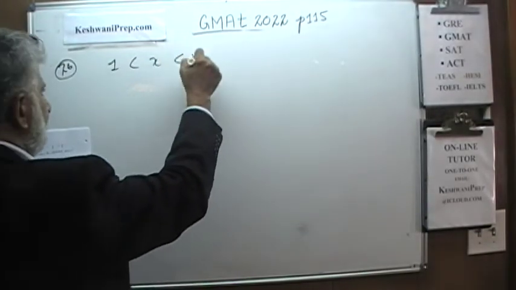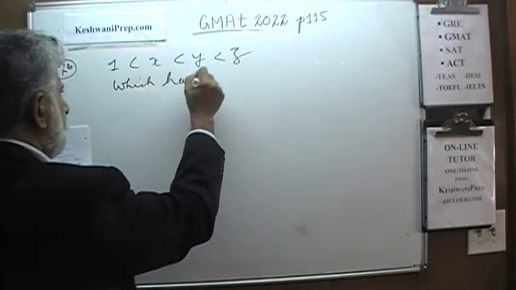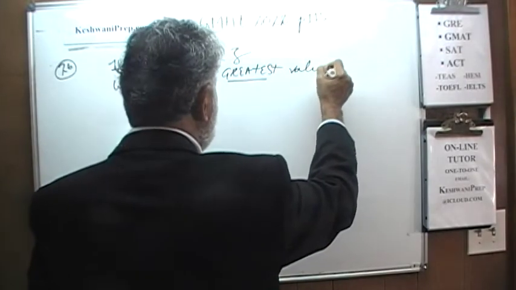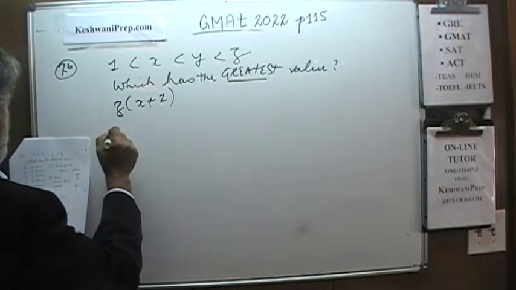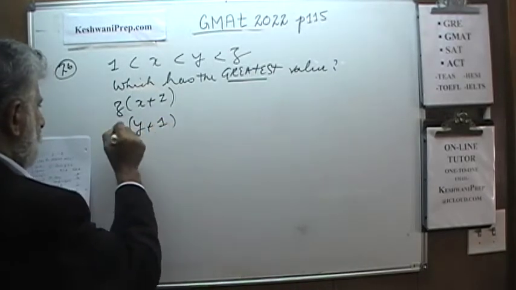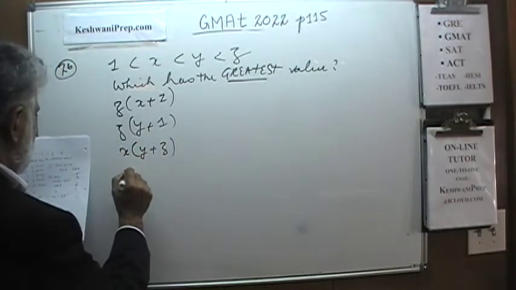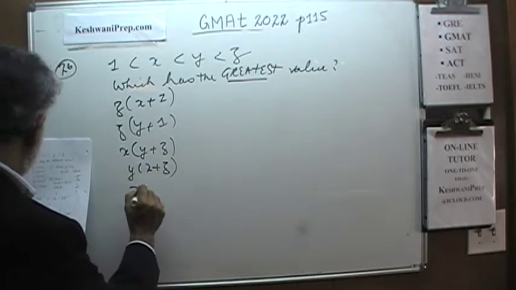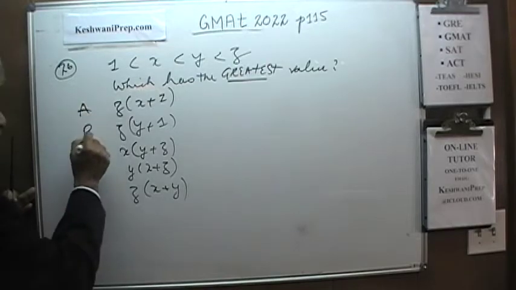Number 26. We are told that 1 is less than x, which is less than y, which is less than z, and the question is which has the greatest value among the 5: A, z times x plus 1; B, z times y plus 1; C, x times y plus z; D, y times x plus z; or E, z times x plus y. Let's begin, shall we?